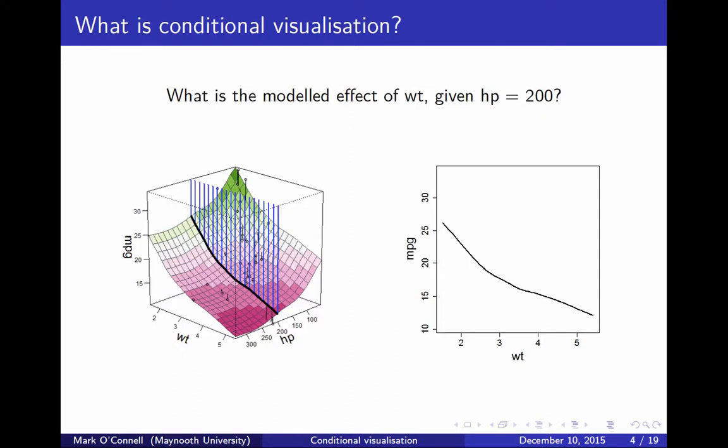So what do we mean by conditional visualization? In a geometric sense, to condition means to take a section. Here we have a little toy example with the mtcars data in R. We have a model relating miles per gallon to weight and horsepower. If we want to see the modeled effect of weight given horsepower is equal to 200, we take a section at horsepower equal to 200 and visualize it.